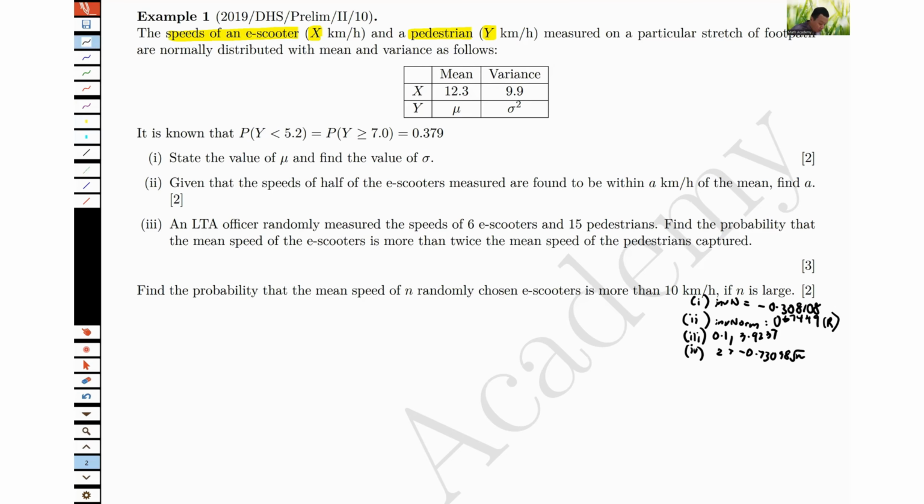Okay, let's recall again. Two probabilities are equal. Let's draw a simple normal distribution curve. It's saying that the area to the left of 5.2 will be equal to the area after 7. It is symmetrical for a normal distribution curve, and these two have the same areas. So if you want to find your mean, which is the value in the center, always treat it as the midpoint. Hence, you can take 5.2 plus 7, divided by 2. That gives me 6.1.